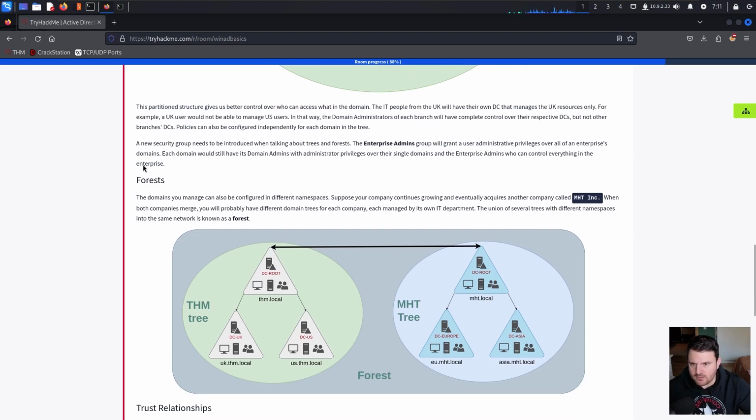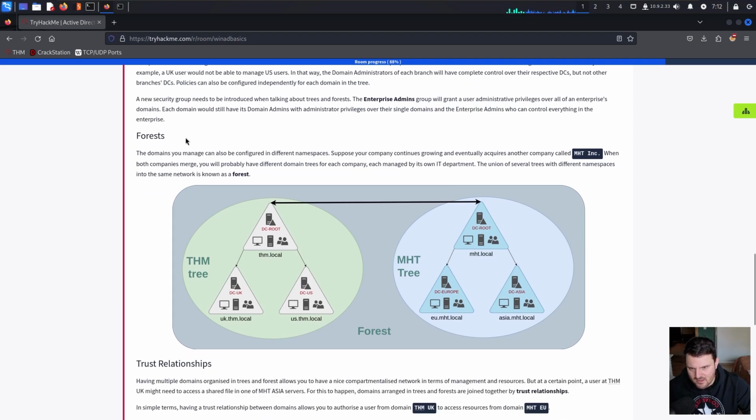It's pretty logical. A new security group needs to be introduced when talking about trees and forests. The enterprise admins group will grant the user administrative privileges over all of the enterprise's domains. Each domain would still have its domain admins with administrator privileges over their single domain, and the enterprise admins who can control everything in the enterprise.